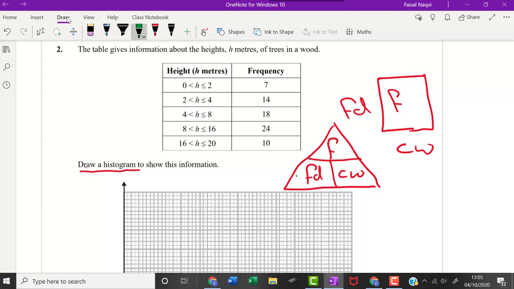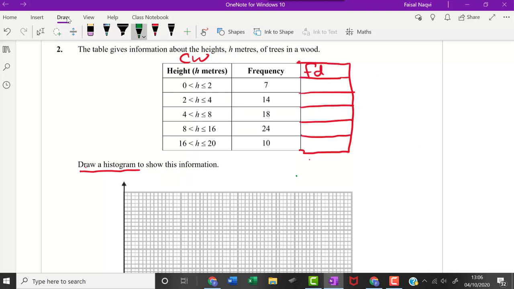In this case here, I have the frequency and I have the class width. The height is the class width. So to find the frequency density, which is the one piece of information I'm missing, I need to do the frequency divided by the class width. So my frequency density for heights between 0 to 2 is going to be my frequency, 7, divided by my class width, 2, which is going to give me 3.5.